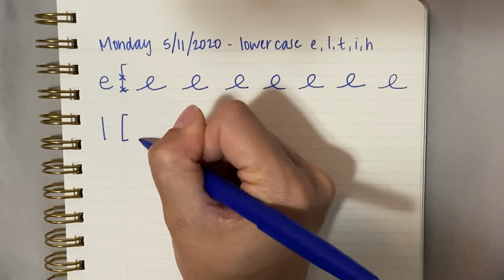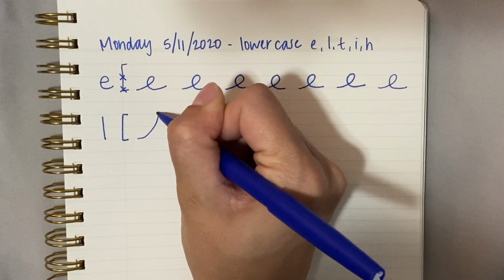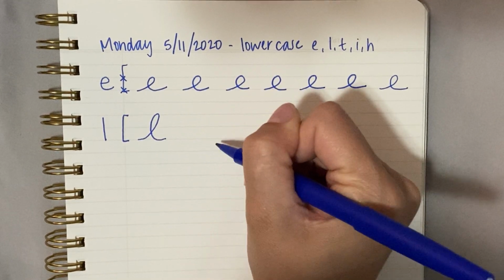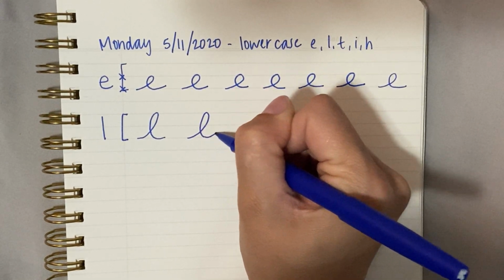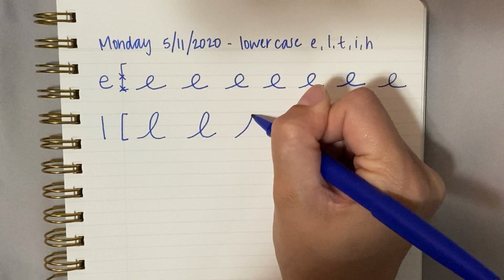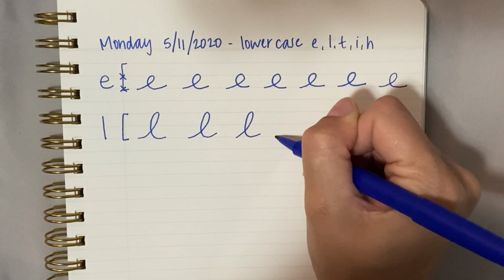So we're going to start at the bottom, swoop up, exit. Start at the bottom, go all the way up to the headline, back down, exit. And repeat, and repeat.